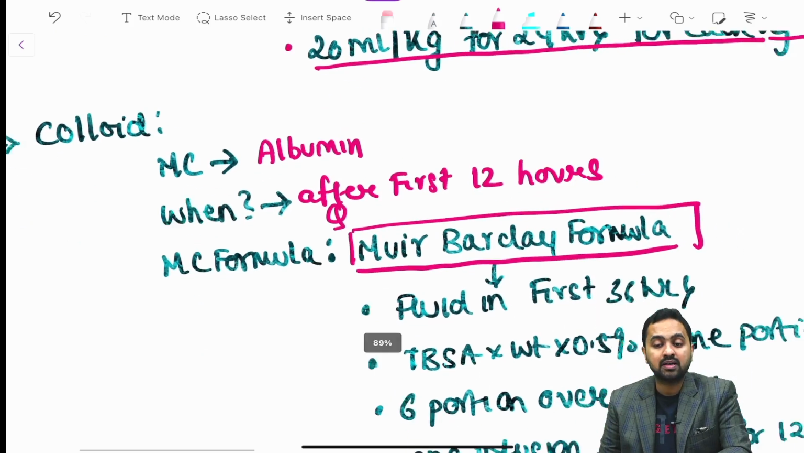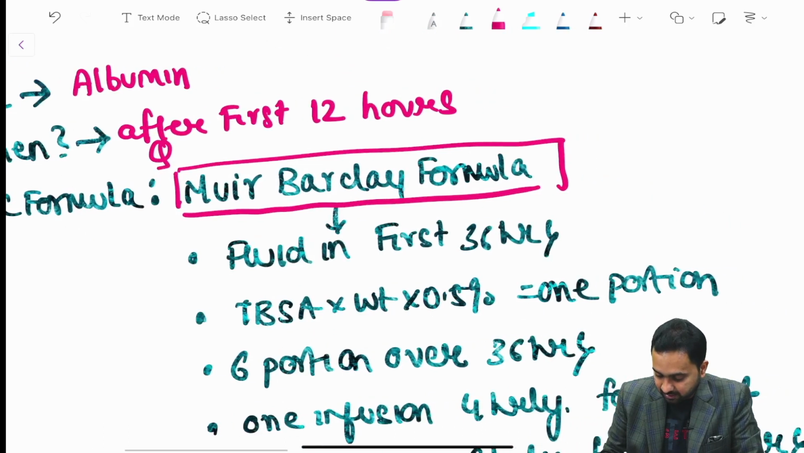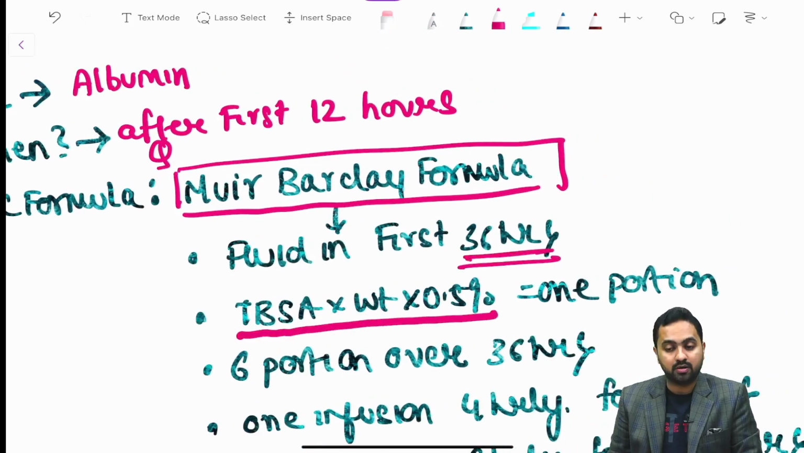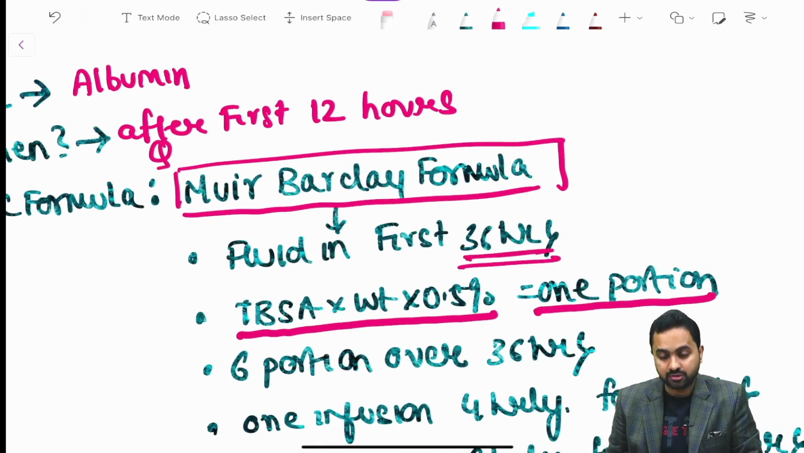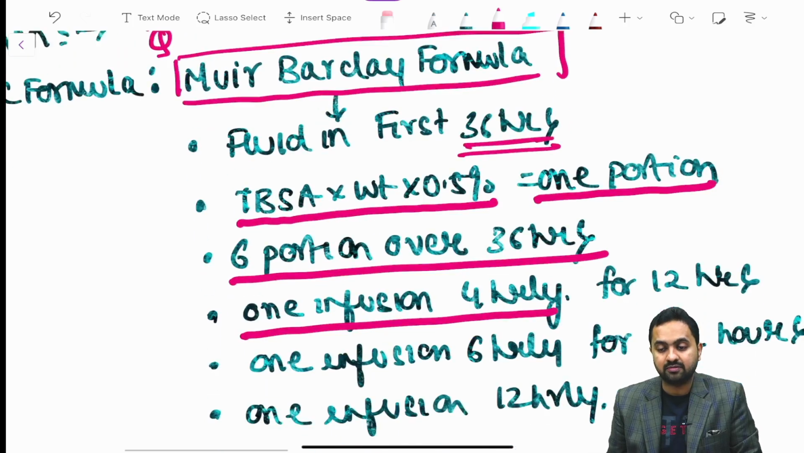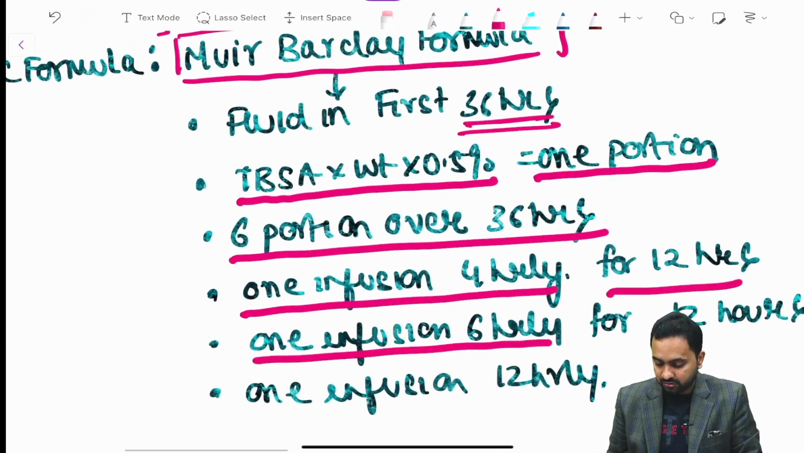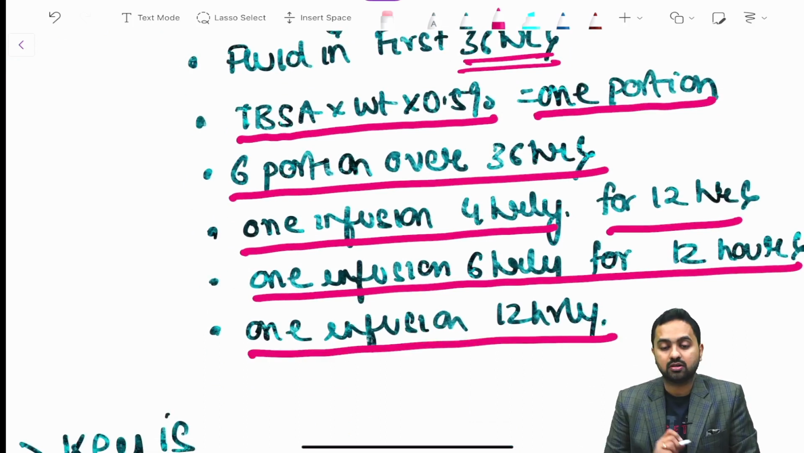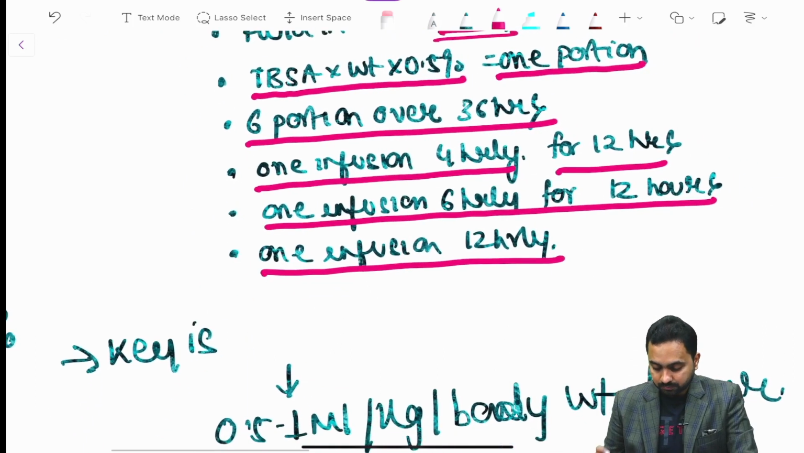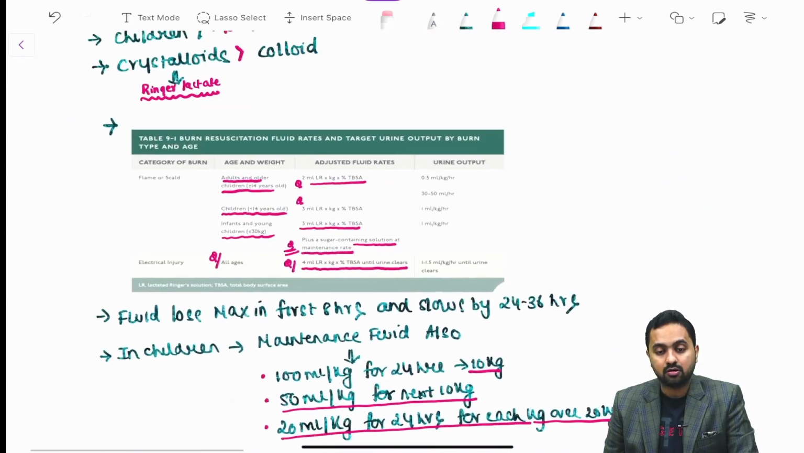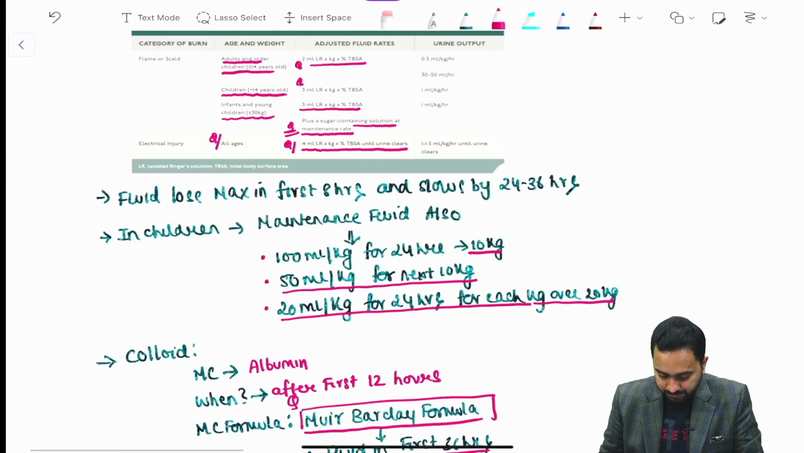So, it is the fluid in your first 36 hours. Now, how is it calculated? Total body surface area into weight into 0.5%, which is equivalent to 1 portion. So, 6 portions are given over 36 hours, 1 infusion 4 hourly for your next 12 hours and 1 infusion 6 hourly for 12 hours, and then you have your 1 infusion 12 hourly, right. So this is with respect to your colloids and your Parkland formula, right.